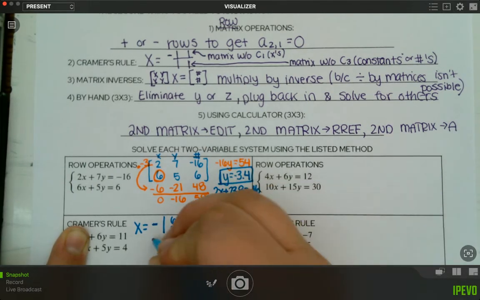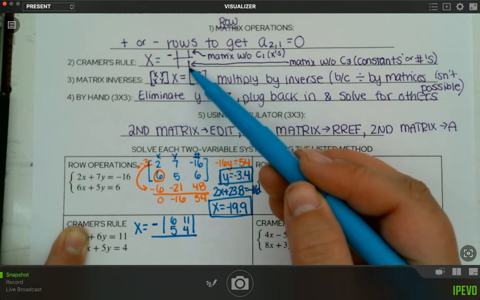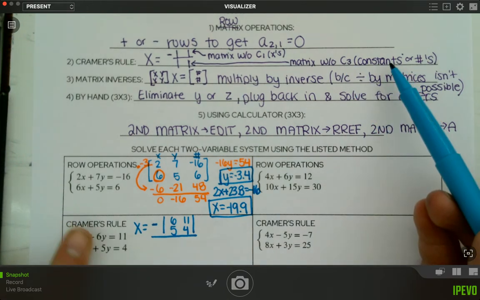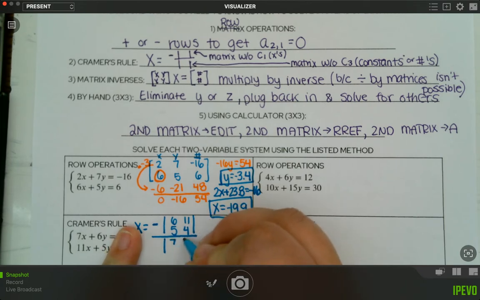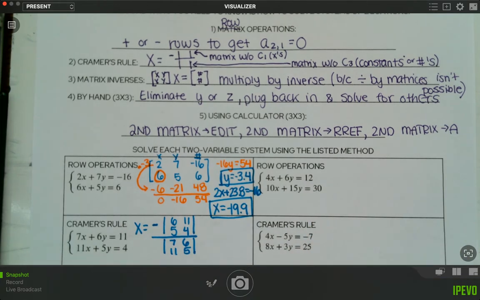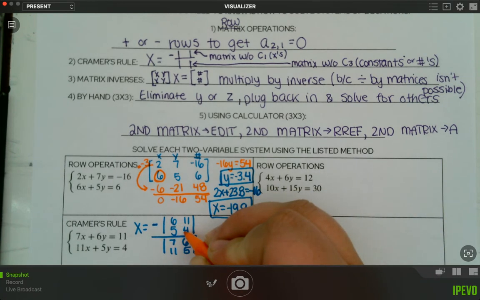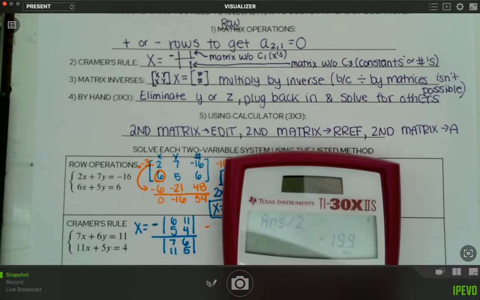And then on the bottom, you're going to put the matrix without column 3, or basically skip over the constants. So that's covering up these. 7, 6, 11, 5. And then you're going to find both determinants. I'm not going to over-explain determinants because they're on the front side, but at the top it'll be 24 minus 55. You're going to keep the negative out there, and then 24 minus 55 is -31.